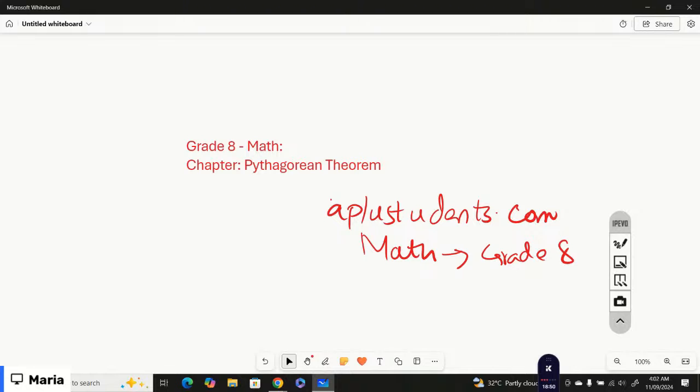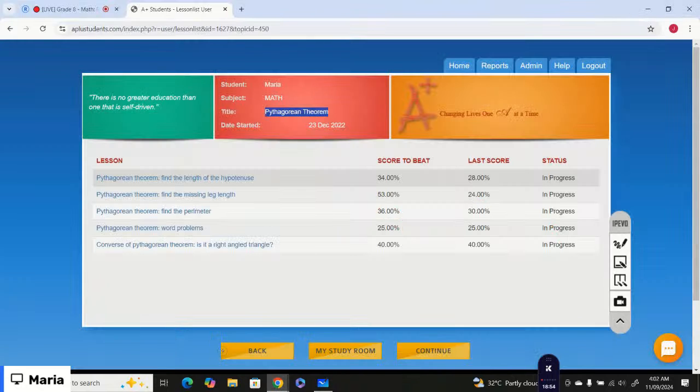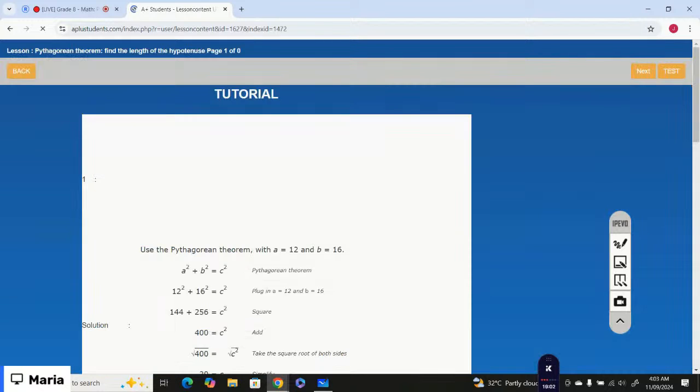Okay, so let's just start with the chapter. Okay, here I'm on the chapter Pythagorean theorem. Let's just start with the lesson, that is Pythagorean theorem, find the length of the hypotenuse. So let's just start with the lesson. You are given the triangle. So one important thing is when we use Pythagorean theorem, when we are working on the right angle triangles.